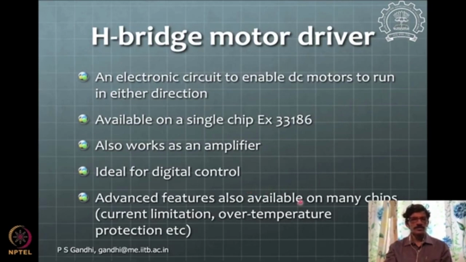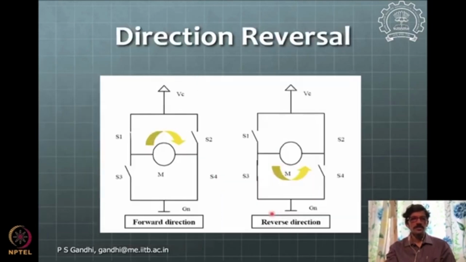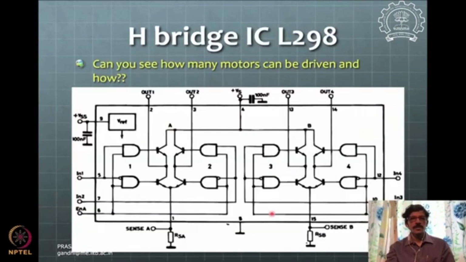And there are many advanced features available in other kinds of chips. This H-bridge has a very simple way of switching the transistors and reversing the direction of the current in the motor. Transistor-based switches are realized here, and this is one direction and this is the other direction, reversed by switching S1 and S4 first and S3 and S2 next for reversing the direction. You can see this is a configuration of a typical H-bridge.